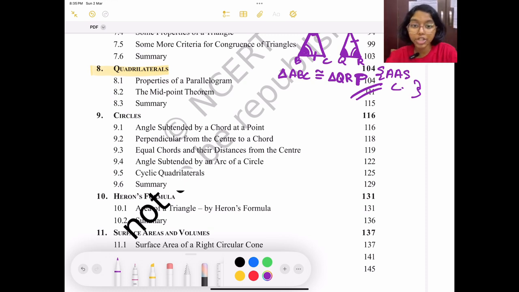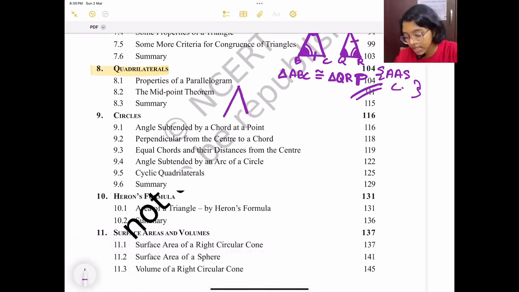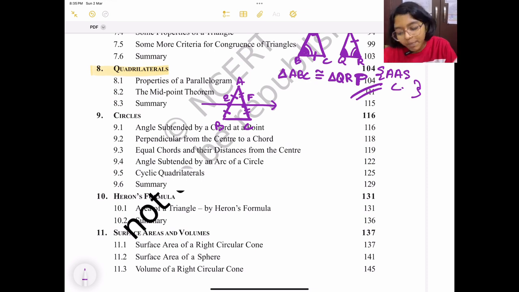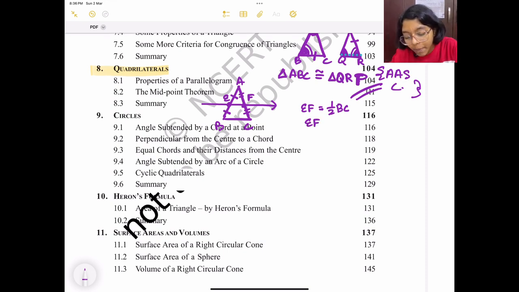Basically, if you're given a triangle ABC, and a line is passing through it in such a way that this point is E, this point is F, and AE is equal to EB, and AF is equal to FC, which means E and F are the midpoints of AB and AC respectively, then we can say that EF should be equal to half of BC, half of the third side, and EF is parallel to BC. This is the midpoint theorem, nothing else.